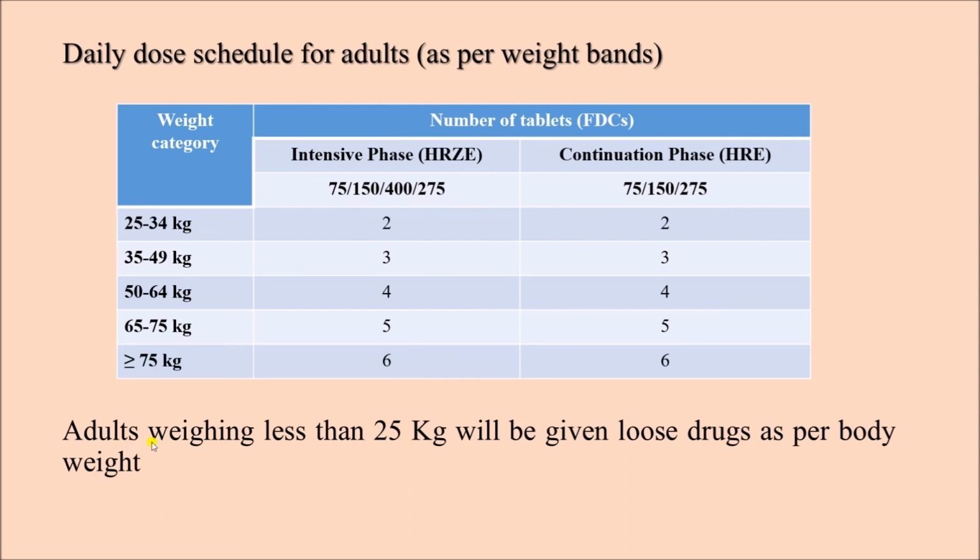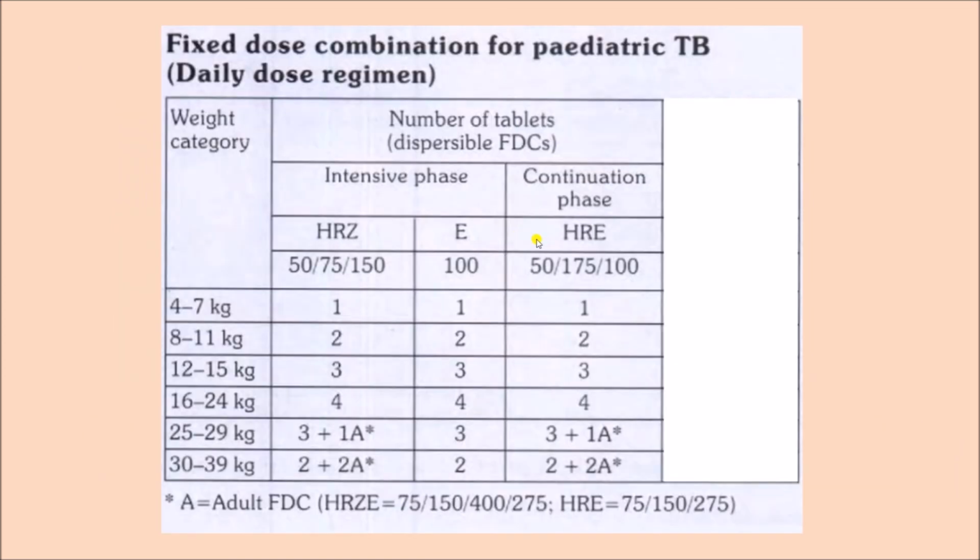If an adult person weighs less than 25 kg, which is very uncommon, he will be given loose drugs as per body weight. So in that case we cannot give the fixed drug combination. Based on the body weight, he has to be given separate drugs for the separate combination. And this is the fixed drug combination for the pediatric age group. Same again, the body weight classes are given here, and how many tablets to be taken is also given here.